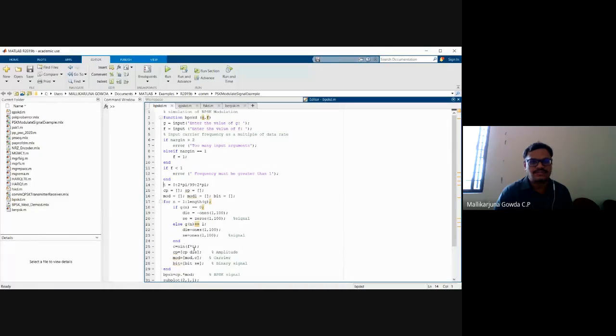Then see, this is a sine function. F is the frequency and t is the time, so sine of f into t. So here, how does the t variable take its value? And this is about the carrier modulation, and this is about the generation of the binary signal.